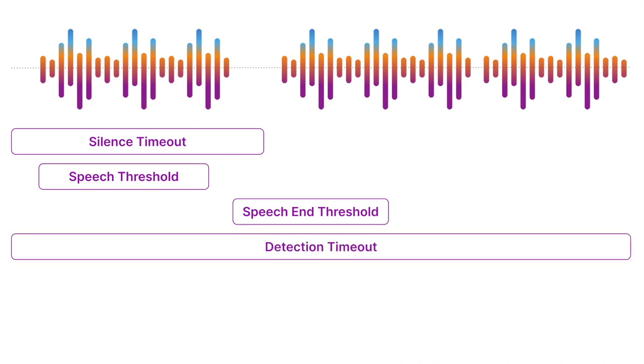Machine detection timeout sets how long AMD will wait before timing out. By default, it is set to 30 seconds. You may want to increase this value if using detect message end to account for longer voicemail greetings. If using enable, however, lowering this value will result in faster detection times.